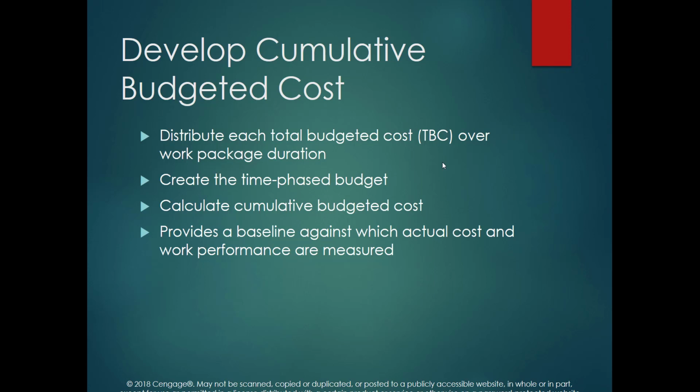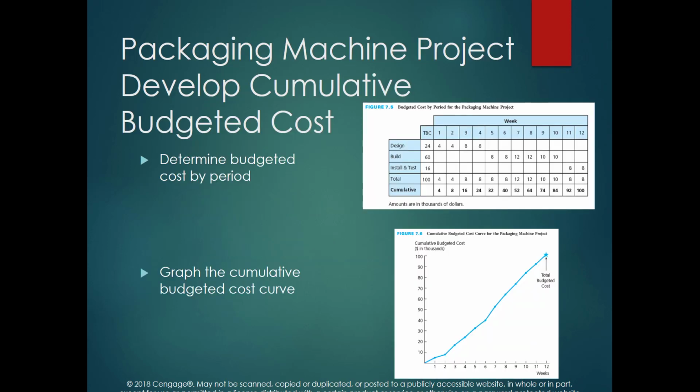So there is a graph, we call it cumulative budget cost, that represents how much money we are going to spend based on the time phase of the project. So in this project of the machinery that is going to take 12 weeks, there is one column which is a TBC, total budget cost of each activity, and then the total for the project, which is 100.